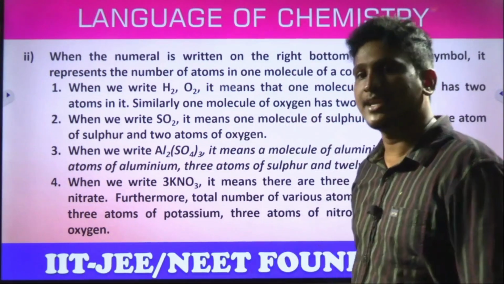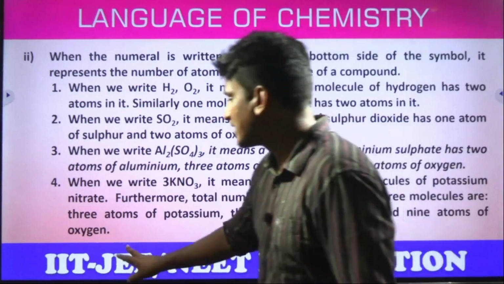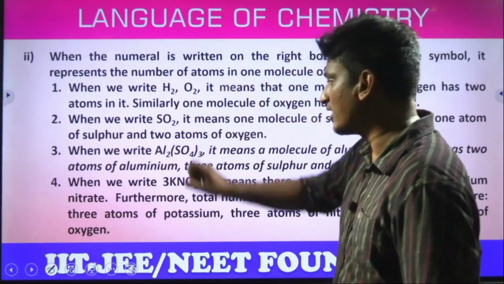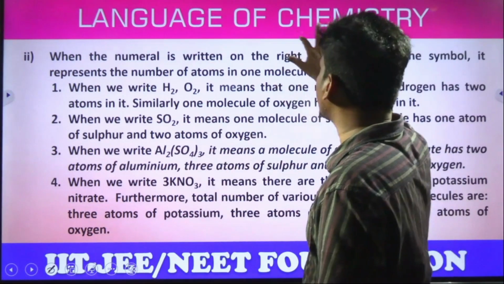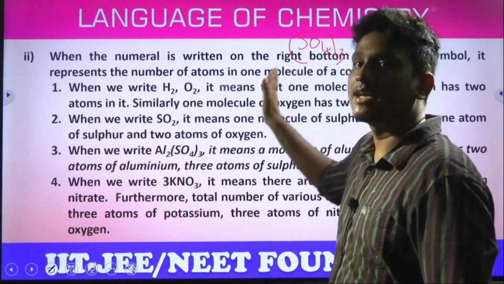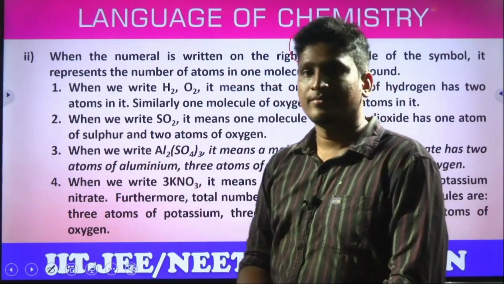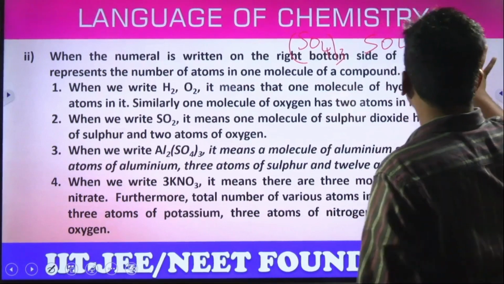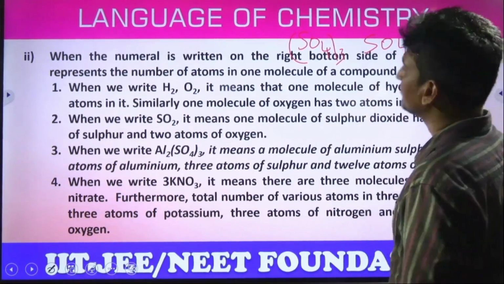Al2(SO4) taken thrice. Al2(SO4) taken thrice. What is the meaning of this, students? Al2 means what? How many aluminiums are there? 2 aluminiums are there. SO4 taken thrice. What is the meaning? This 3 is applied for the whole SO4. That means SO4, SO4 and SO4. 3 are there. Got the clarity?